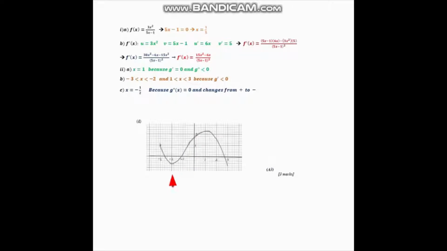So I've located my minimum and my maximum, and I know that there is an inflection point at negative half, and before the inflection the curve is smiling, after the inflection the curve is frowning, or concave up and concave down. So this is how your sketch should look. Take a minute to write this down if you will.